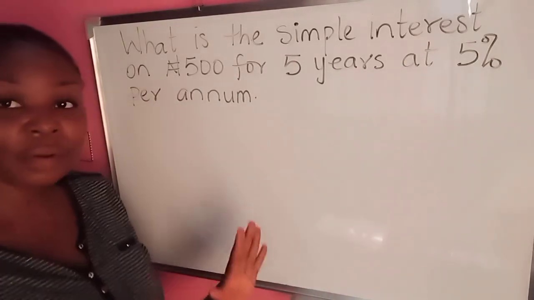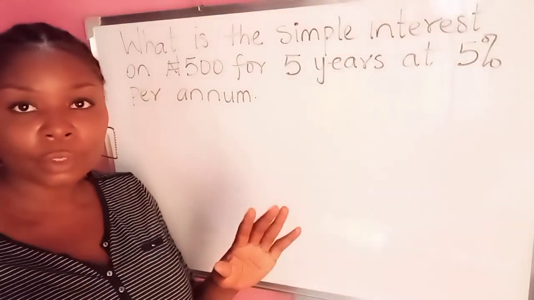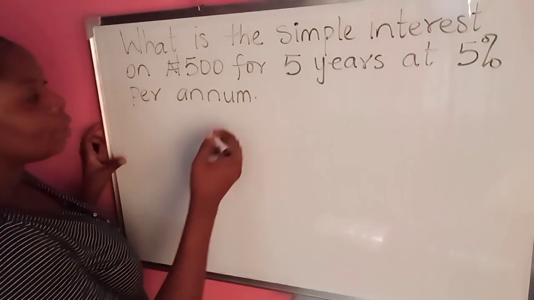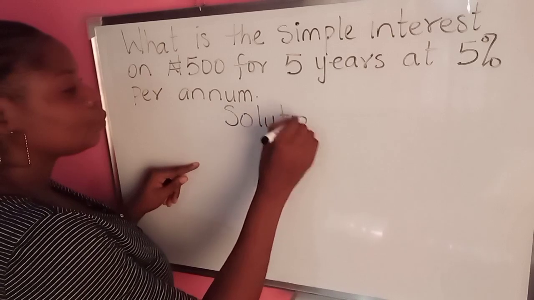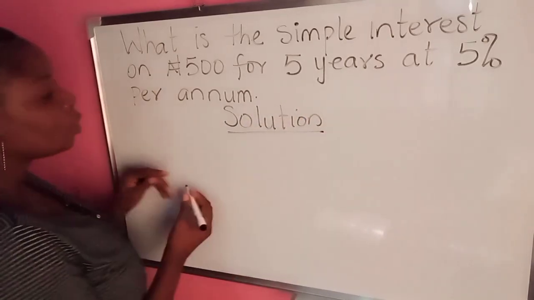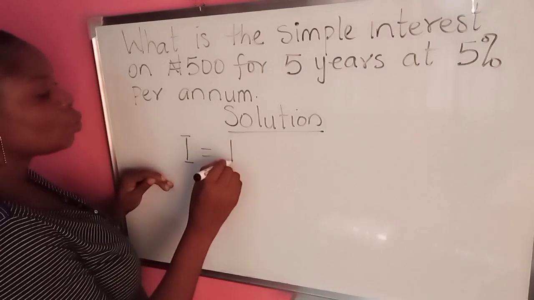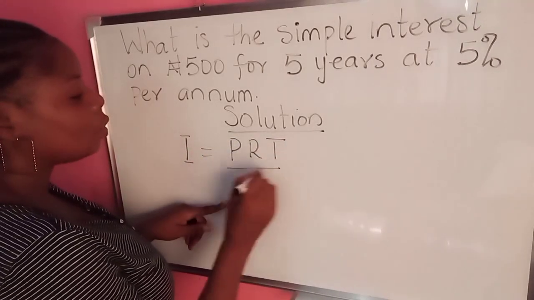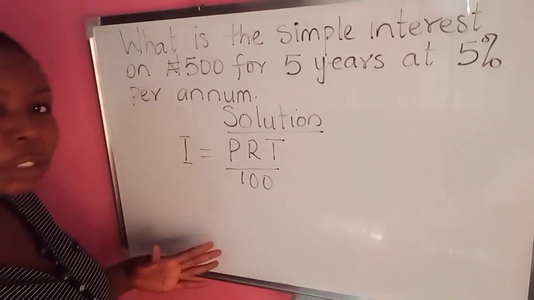All right, this is very, very simple, but there's a formula you use to solve it. Just follow me gradually, you will understand. Now, this is a formula that is used to solve this question. We use this formula. I is equal to PRT all over 100.